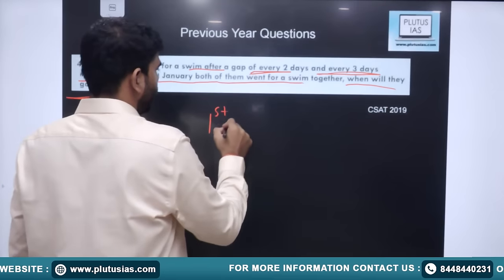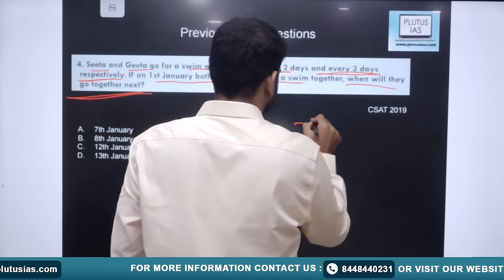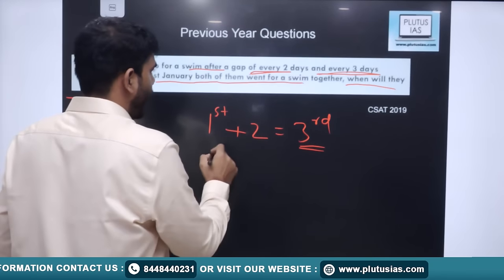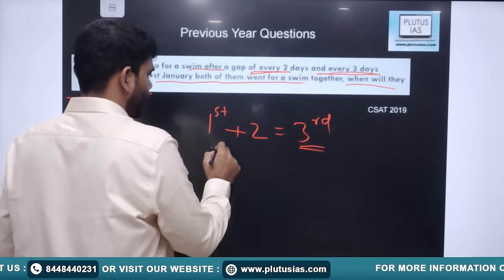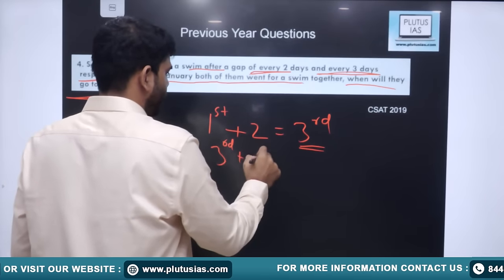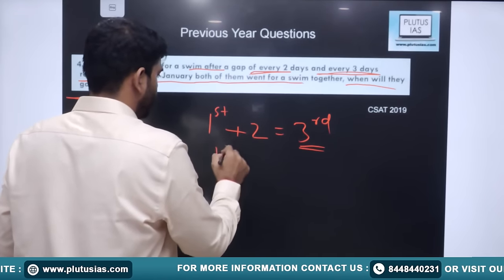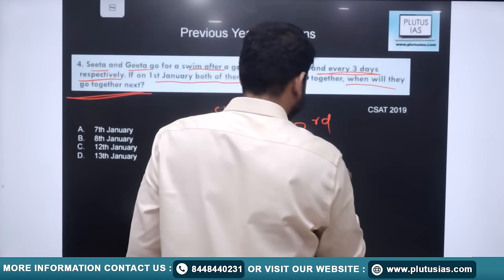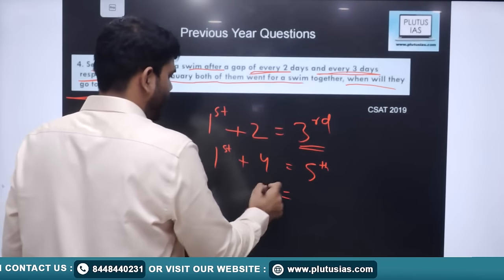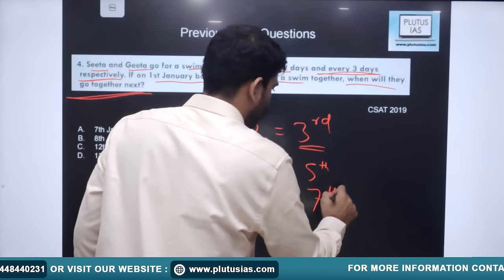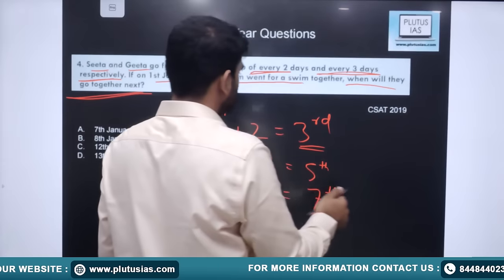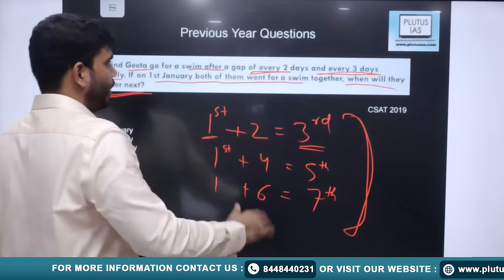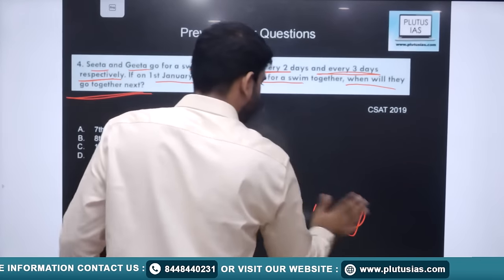Like 1st January, then we will add 2, then we get 3rd January, Sita will be going for swimming. Then we add the next multiple of 2, that is 4, so 5th January, Sita will be going for swimming. Then we will add 6 to 1st, 7th January. Right? So we have to add multiples of 2 to our initial date to get the dates on which Sita is going for swimming. Similarly for Geeta.